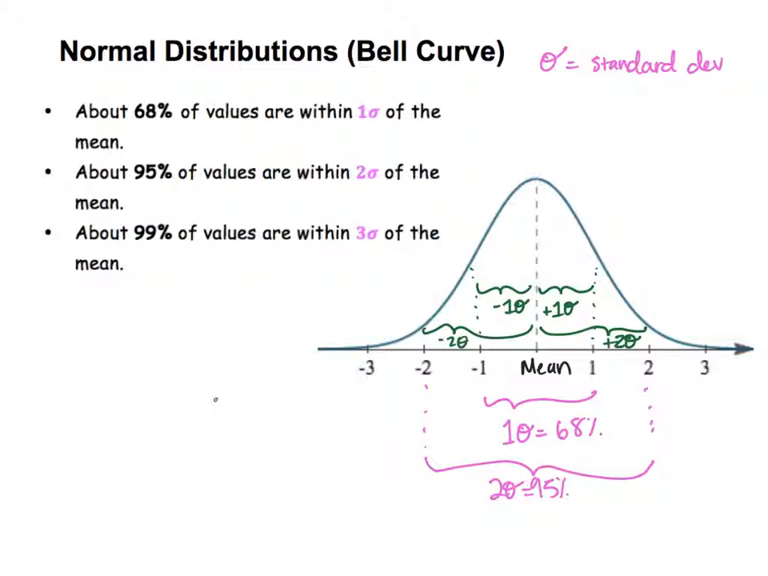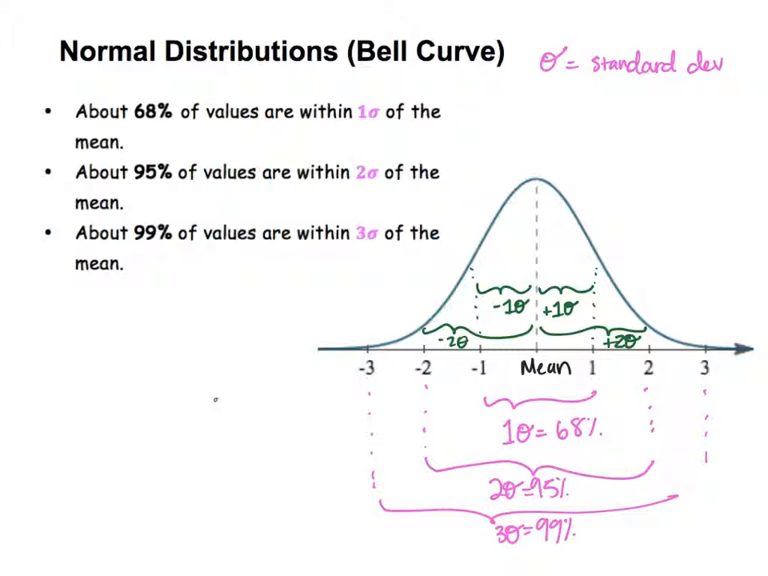Then lastly, for three standard deviations, you would multiply your standard deviation by 3, and that would cover at least 99% of your test scores or whatever you're trying to calculate.